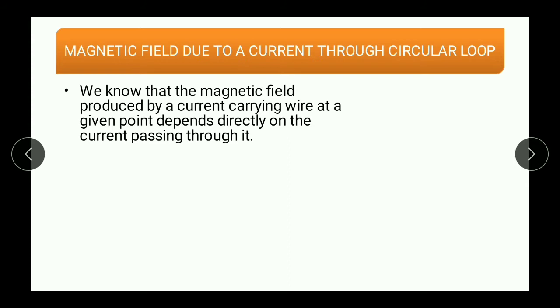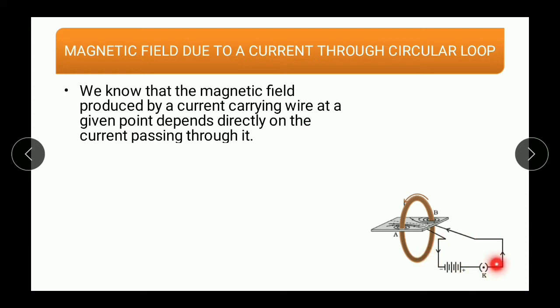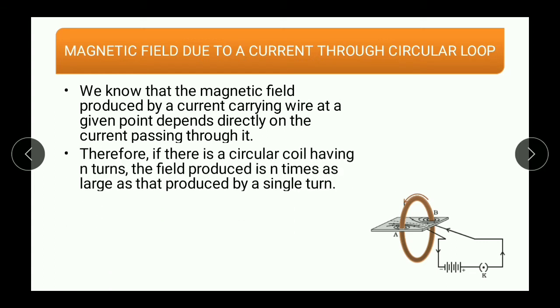Now, we know that magnetic field produced by current carrying wire at a given point depends directly on the current passing through it. So if this is a circuit which is a source of current for this loop, then magnetic field produced by current carrying wire at a given point will depend on the current passing through it. So if I change the current, it will affect the magnetic field also. Therefore, if there is a circular coil having n number of turns, the field produced is n times as large as that produced by a single turn.